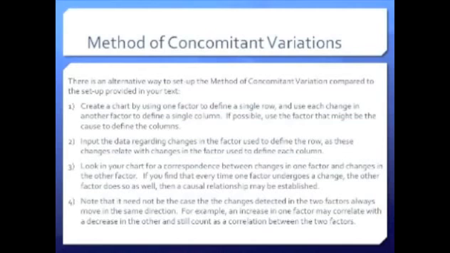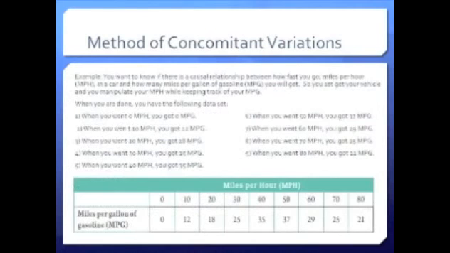Let us now look at an example that illustrates the use of this method. Let us say that you want to know if there is a causal relationship between how fast you go in a car, miles per hour, and how many miles per gallon of gasoline you would get. So you set up an experiment to find out.